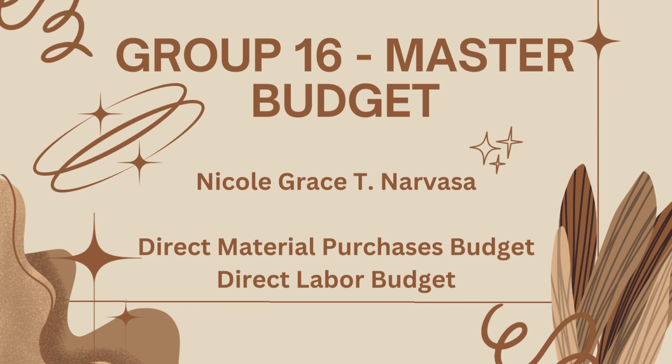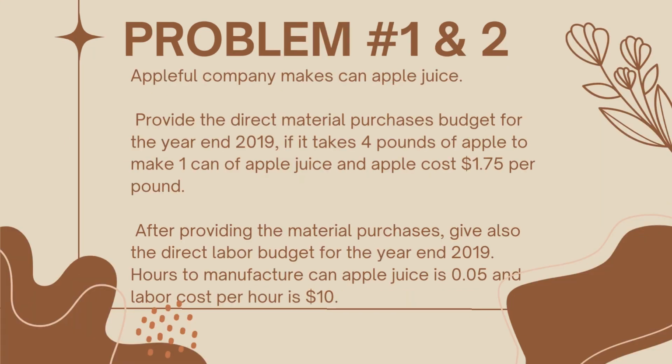But for today, we are going to focus on tackling the direct material purchases budget and the direct labor budget. So for problem number 1 and 2, Appleful Company makes canned apple juice. Provide the direct material purchases budget for the year ending 2019. It takes 4 pounds of apples to make 1 can of apple juice, and the apple cost is $1.75 per pound. After providing the material purchases, also give the direct labor budget for the year ending 2019. Hours to manufacture canned apple juice is 0.05 and the labor cost per hour is $10.